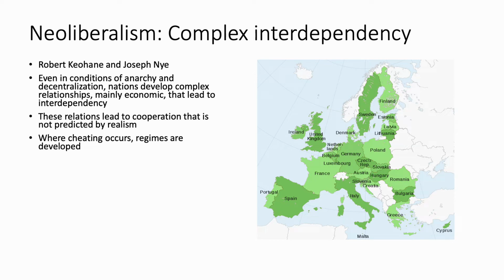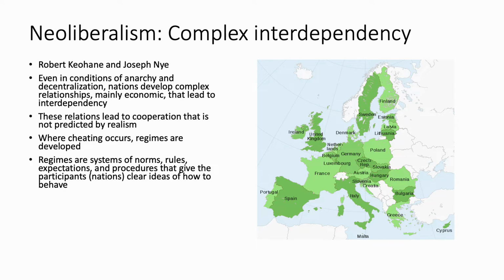And where they can't, like I said, there's no sovereign, so you can't actually arrest people, have the police come arrest them for breaking a treaty or something. But they say the way these relationships are enforced and cooperation is enforced is through what they call regimes. And regimes are kind of systems. Informal systems of norms. They can be formal. I shouldn't say informal. They can be informal. They can also be formal. But they're systems of norms, rules, expectations, and procedures that guide nations in knowing how they should behave.